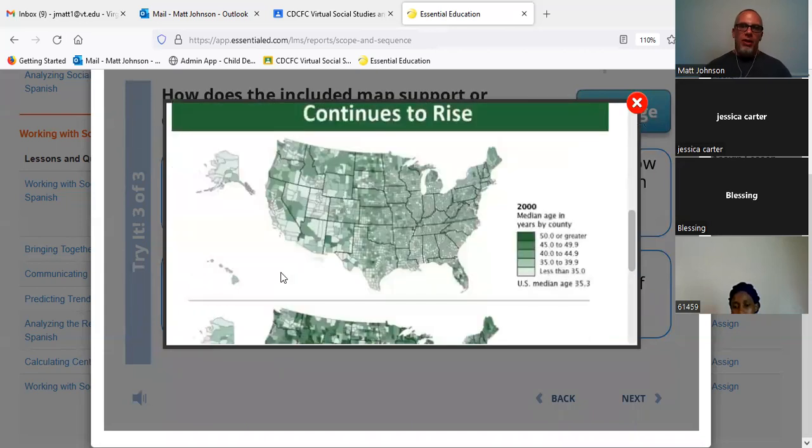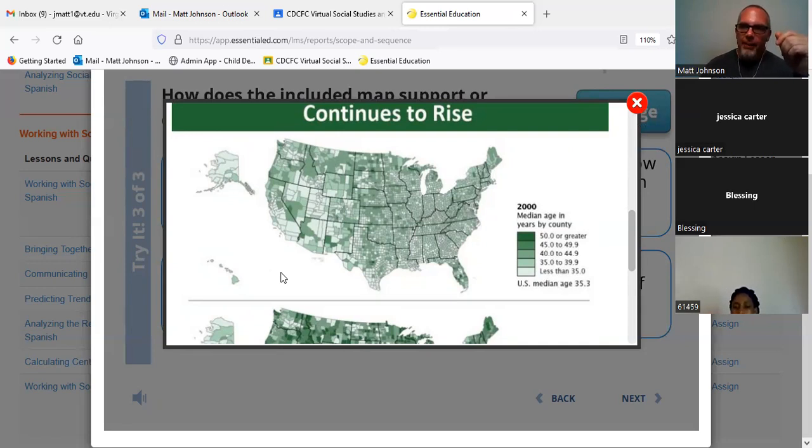So the title here, we have the nation's median age continues to rise, right? And we have a map. Love maps. I have a map background in geography. I look at maps a lot. So in 2000, it has county by county. If we're able to zoom in there, you can see the little tiny dots represent each county in the US. Some of those are really big when you get out west, and they're fairly smaller here on the eastern side of the United States.